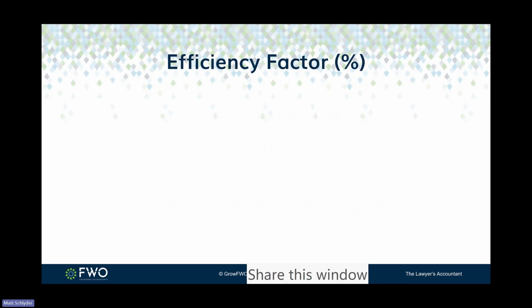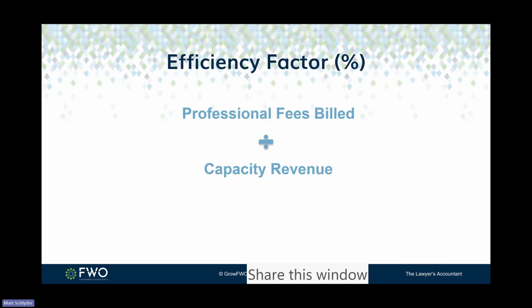Now, efficiency factor is a percentage, and it's basically determined by your professional fees billed divided by your capacity revenue. So what it does, it measures your efficiency of your labor to maximize your revenue. Now, professional fees billed, very easily understood. That's just what we bill out to clients. But capacity revenue, let me run through that and give you a bit of an overview, and we'll go back and do some more calculations. Capacity revenue is the revenue that you should expect, you do expect a person to generate. So in most firms, revenue is generated at a rate per hour on work done for clients.